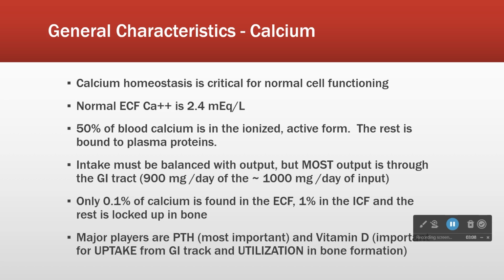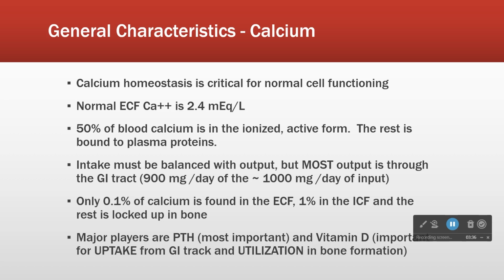What's going off? Okay. So our intake has to be balanced with output. Most of our output is through the GI tract. In other words, there usually is an output. In other words, usually our amount of calcium in our diet is greater than our calcium needs are, right? So it means there's excess. There's calcium to leave the GI tract in the end.